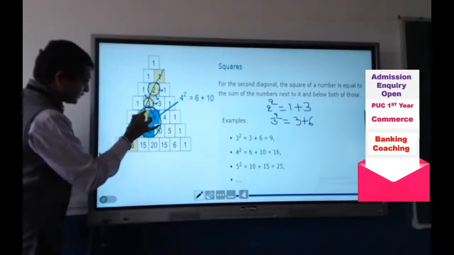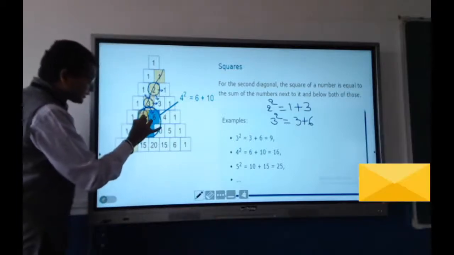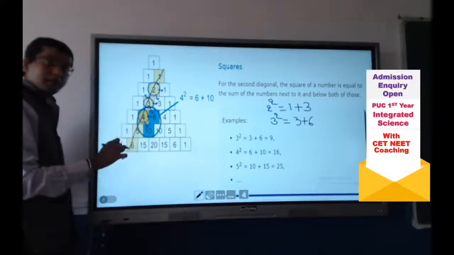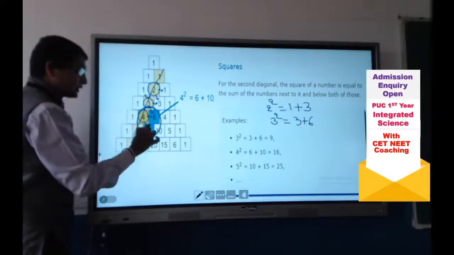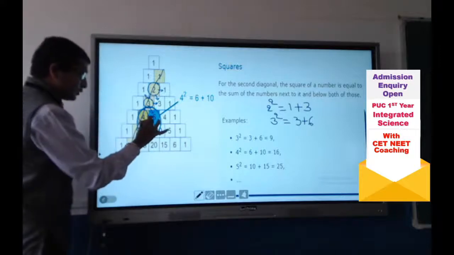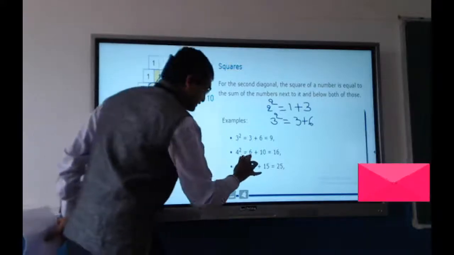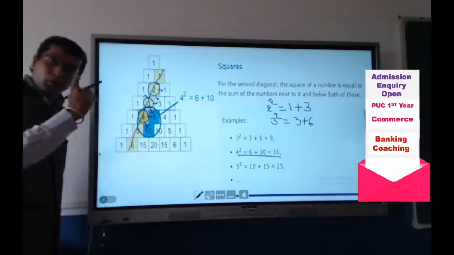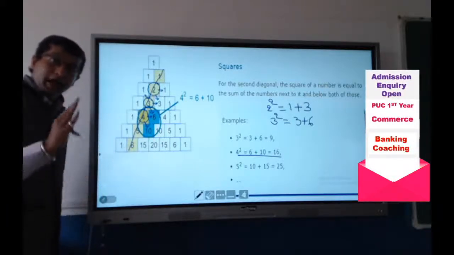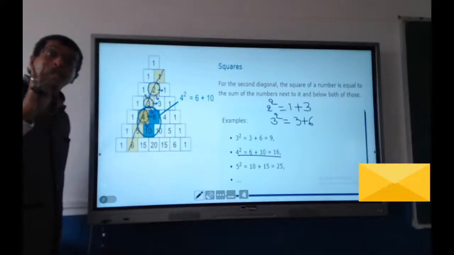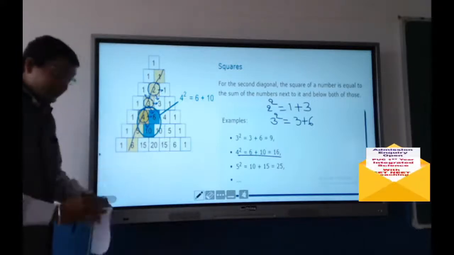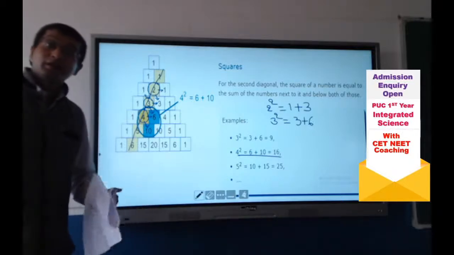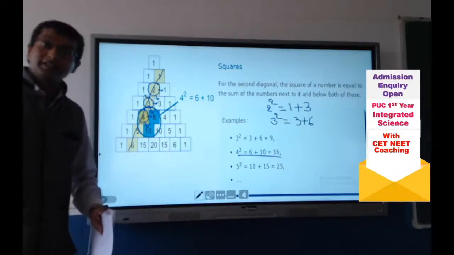Similarly, here it is a 4. 4 neighbor, it is a 6. Below neighbor, 10. So 4 square, it is 16, equal to 6 plus 10, 16. So I have written over here. Yes. So one Pascal triangle, I have told 4 tricks. So you can generate any number of new formulas. So maths is not a difficult task. It is very simple.